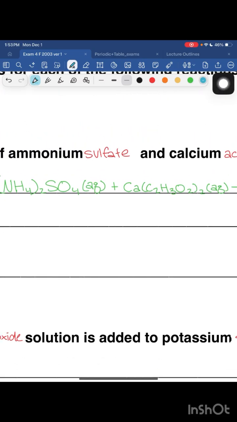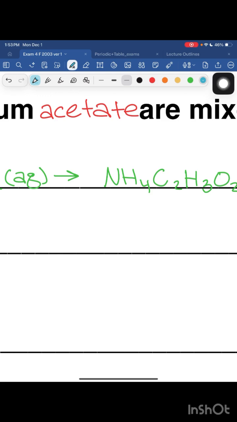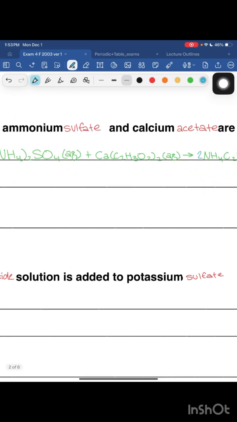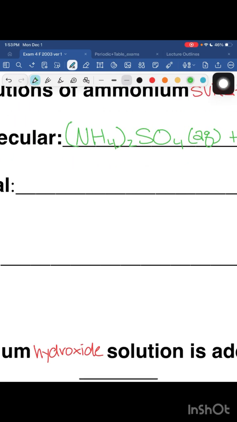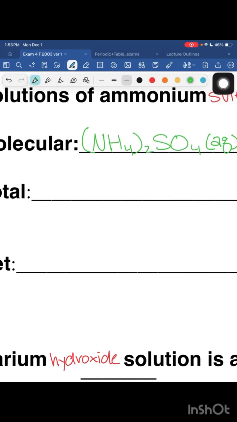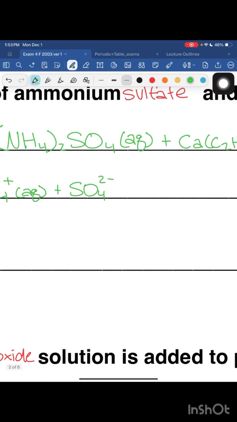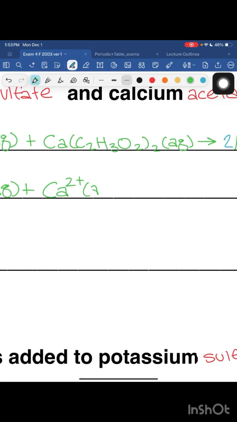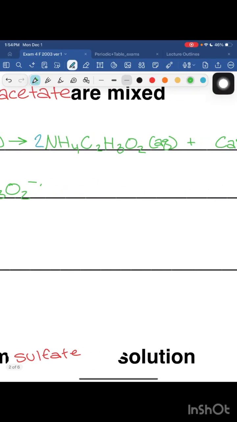Kind of like what we talked about before. To balance this, I just slap a 2 here and call it a day. Since this is aqueous, when we do our total net ionic, we're going to split these two. So we've got 2 NH4 pluses, aqueous. We got 1 SO4 2 minus, that is aqueous. Then we got 1 calcium, charge is 2 plus, which is aqueous. And then 2 C2H3O2 minus, aqueous.